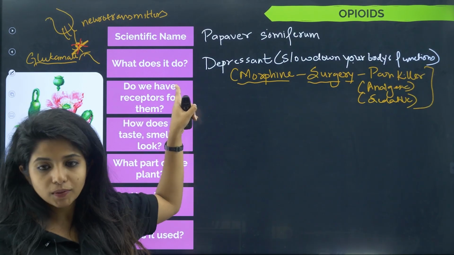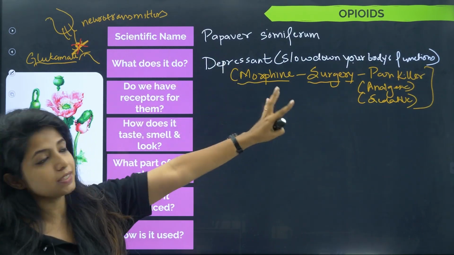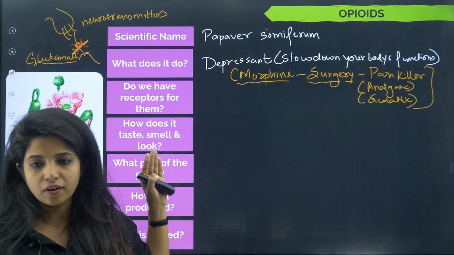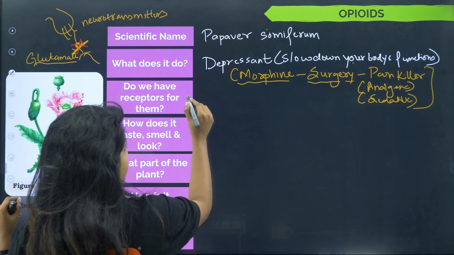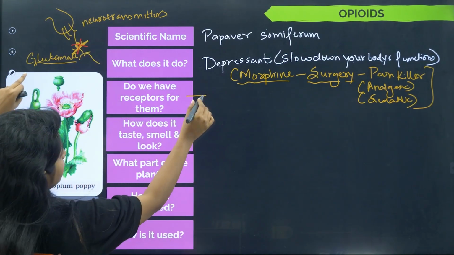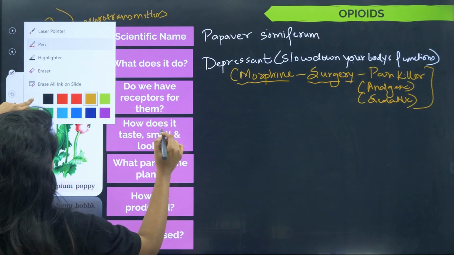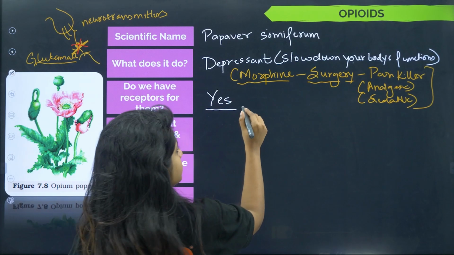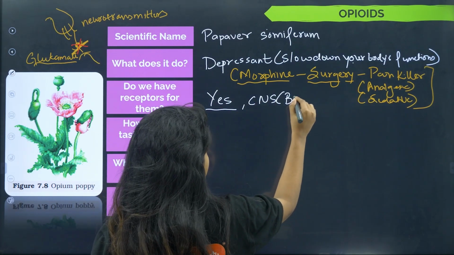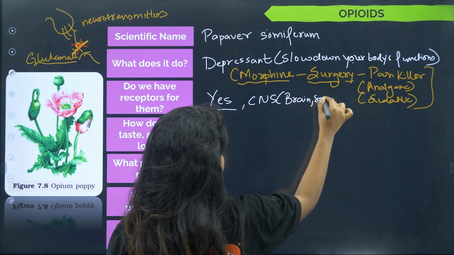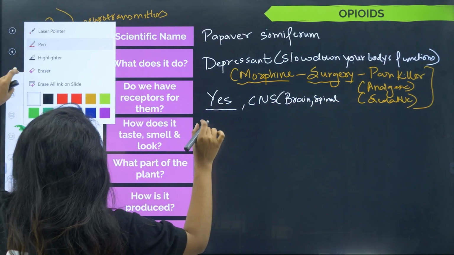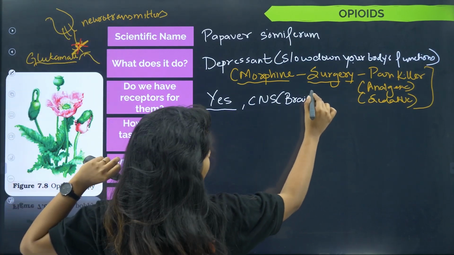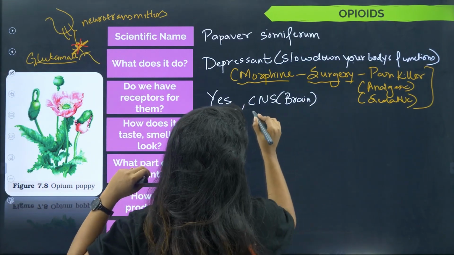So morphine comes under this only. And always remember, it's a depressant. It slows down your body's functions. Altogether the opioids, we say, slow down the body function. Now, do we have receptors for them? Yes. So the answer is what, children? Yes, we have receptors. Where are the receptors, children? Two places. CNS, which includes your brain and spinal cord. And also one more thing, there is the gastrointestinal tract.